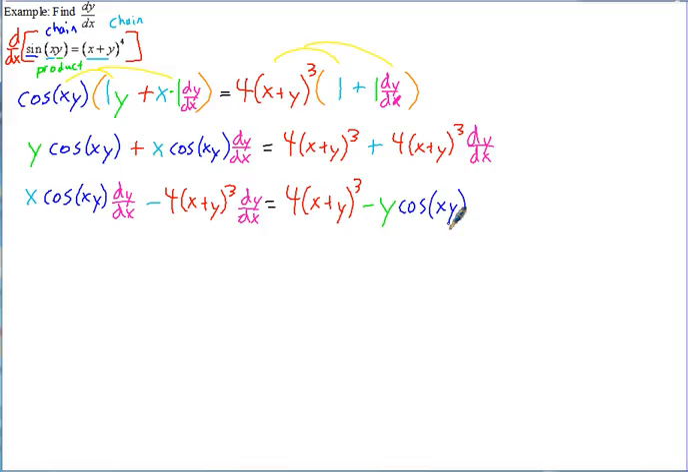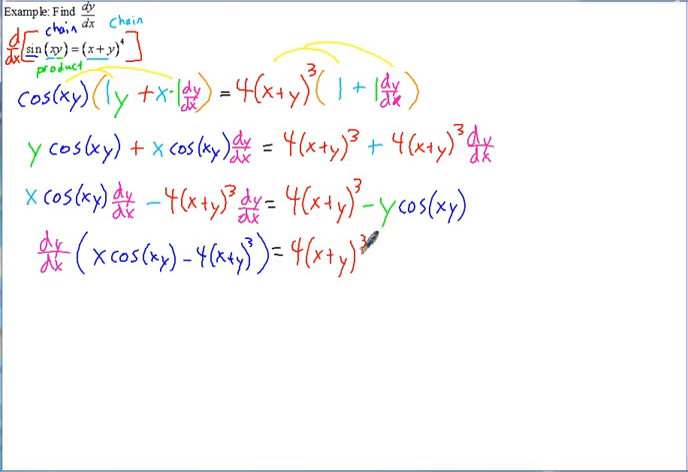So now, what that enables us to do to solve for dy/dx, to isolate it, we can now factor it out like a GCF. So we factor it out, we're left with x cosine of xy, and then minus 4(x plus y) cubed equals, this side stays the same for now, 4(x plus y) cubed minus y cosine of xy. And finally, to solve for dy/dx, you just divide by this whole expression in parentheses.